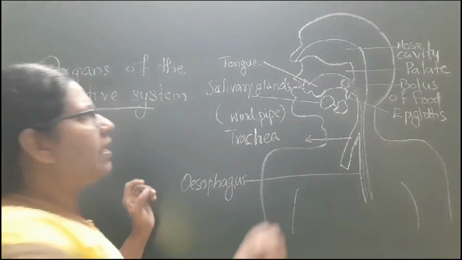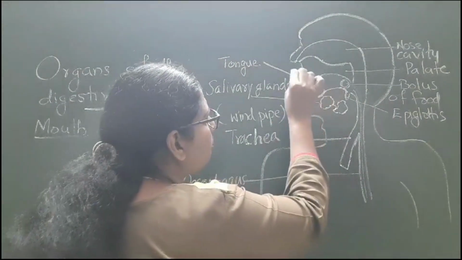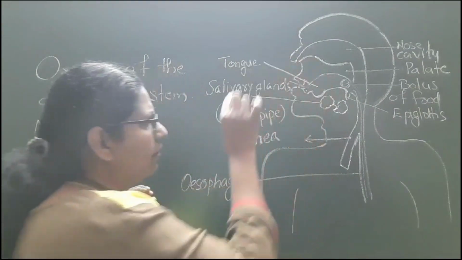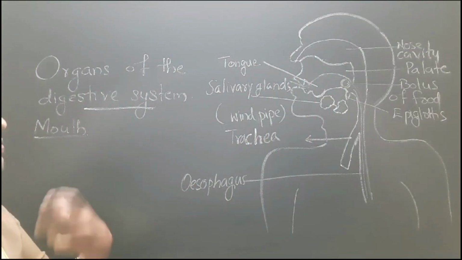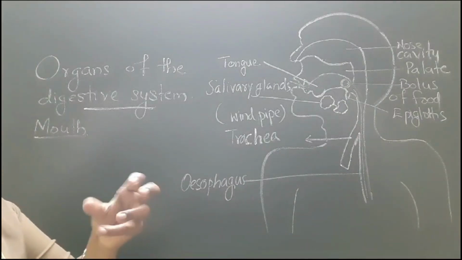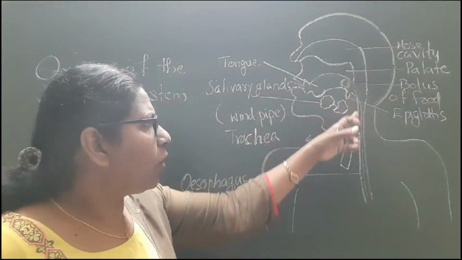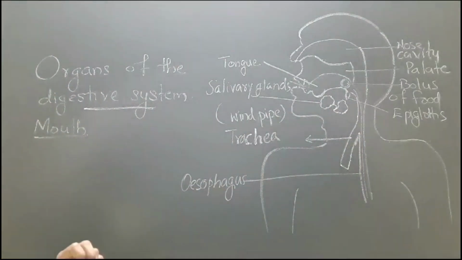Once food is taken in the mouth, we masticate it with the help of saliva. We crush that food, mix with the saliva, make a bolus, and then swallow it. That is how it goes down to the esophagus.